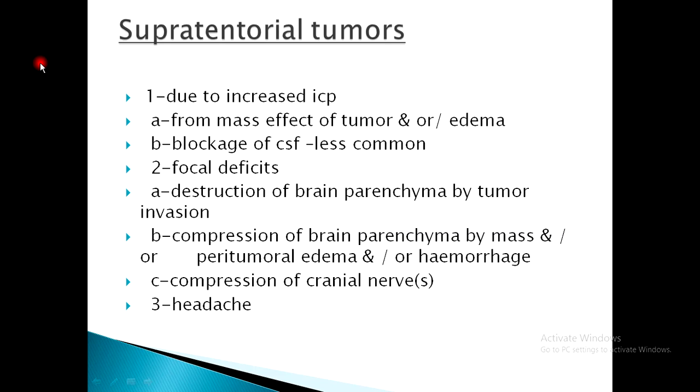We have either the mass effect of the tumor and/or edema associated with the tumor, or blockage of the CSF, which is less common. Sometimes the tumor is a third ventricular tumor which obliterates the pathway of the CSF. And we have the focal deficits, which arise either from destruction of the brain parenchyma by tumor invasion, or compression of the brain parenchyma by mass and/or peritumoral edema and/or hemorrhage inside the tumor.